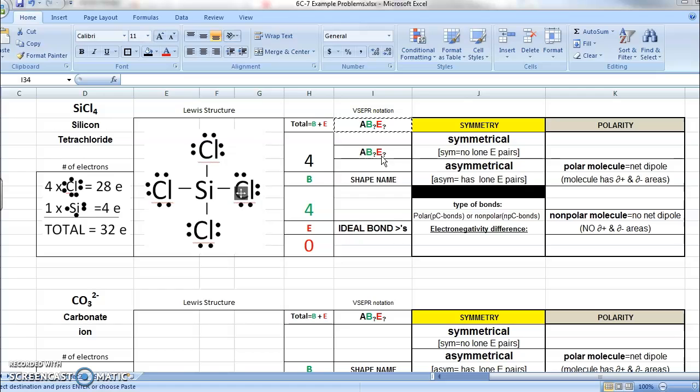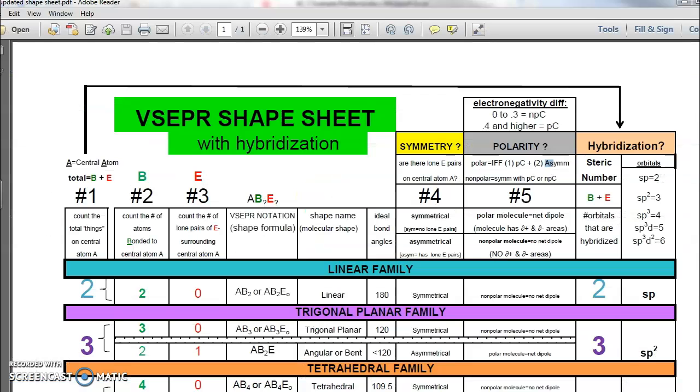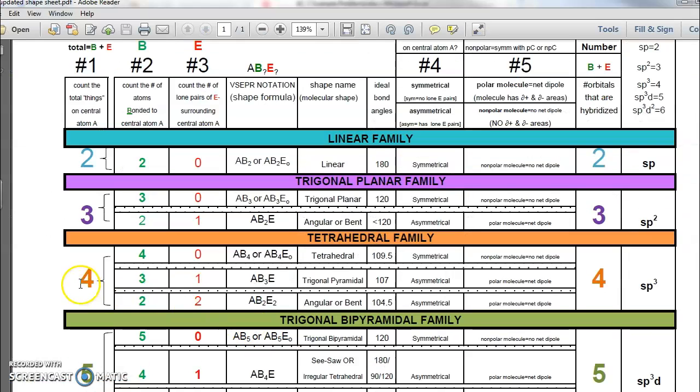So we'll substitute those numbers in. And now we can go to the shape sheet. Our shape formula is AB4E0. We're looking in the leftmost column, and then we're going to proceed to find the 4, 0 on our shape sheet. So our leftmost column, we're looking for the 4. Our B is 4, our E is 0. Our shape formula is in fact AB4E0.